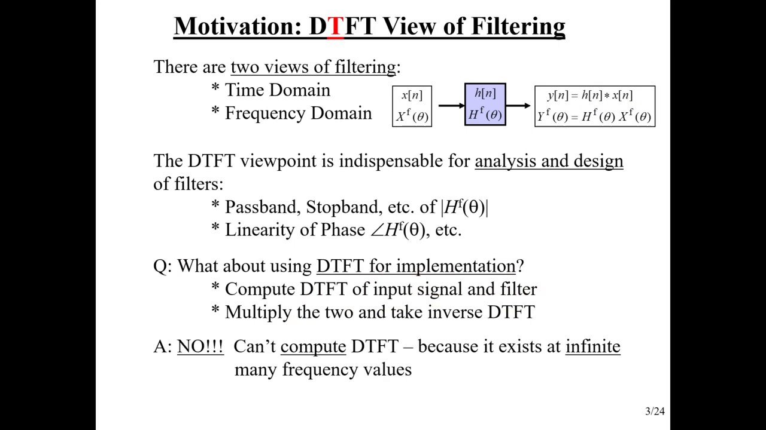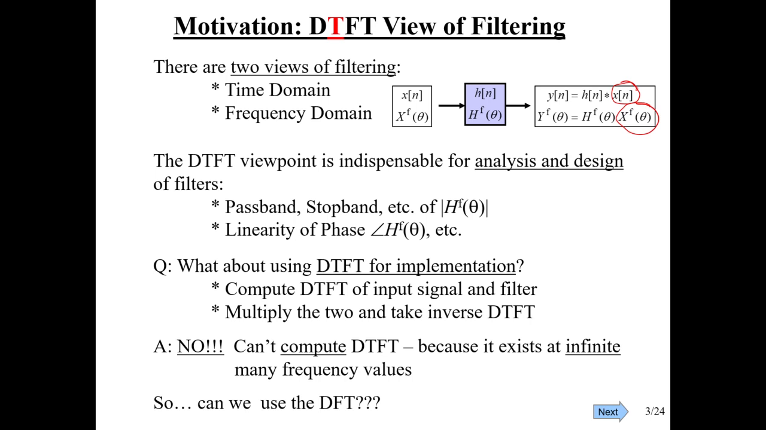And the reason is that the DTFT exists at infinitely many frequency values, right? It's at every point between minus pi and pi. So technically we cannot do that. Now you might say, well, the DFT, at least in the case where these two things are finite duration, would give us exact points on those two things. So that might work. We're talking about implementing an FIR, and obviously in audio applications, the signal duration is finite, so we could compute the DFT of that.